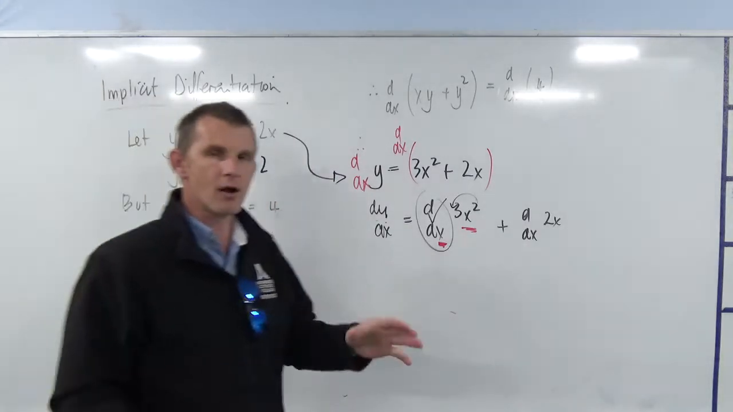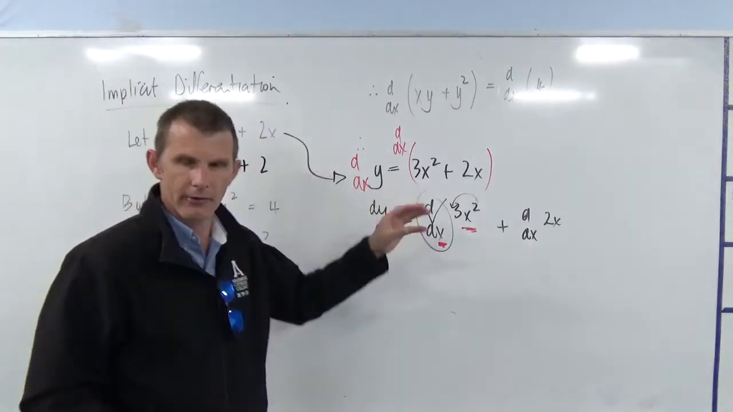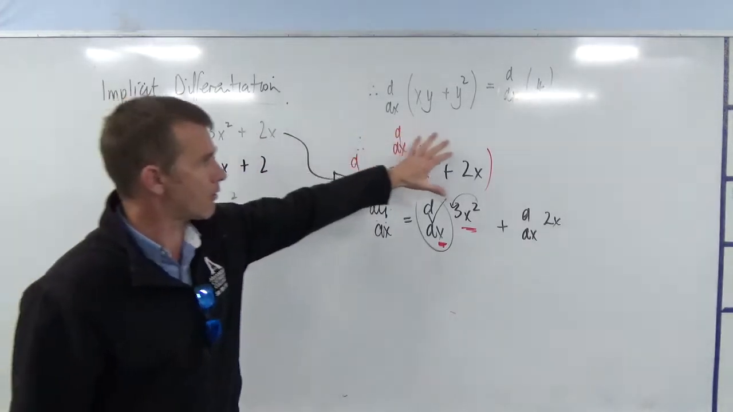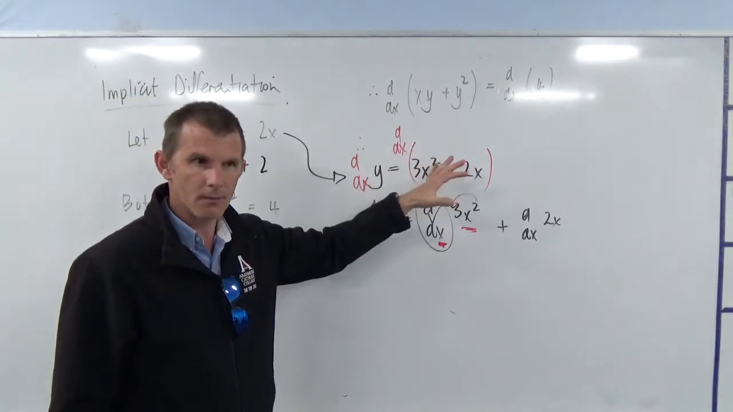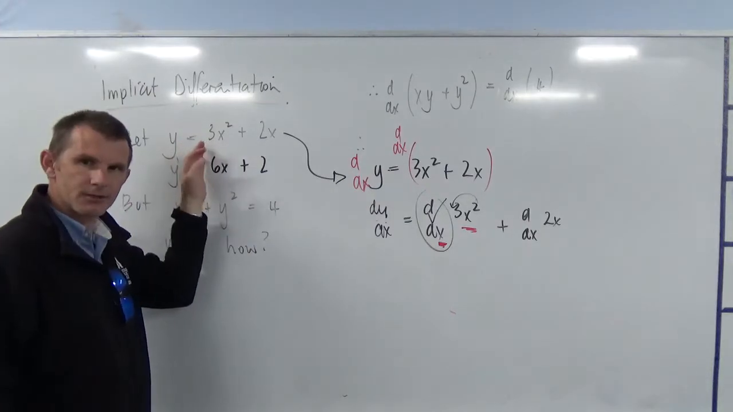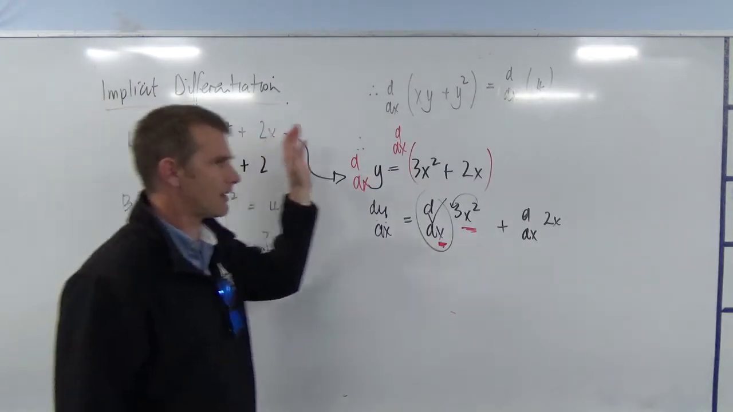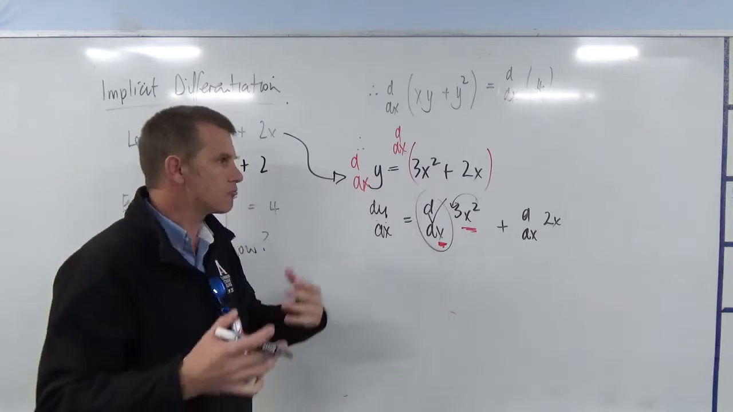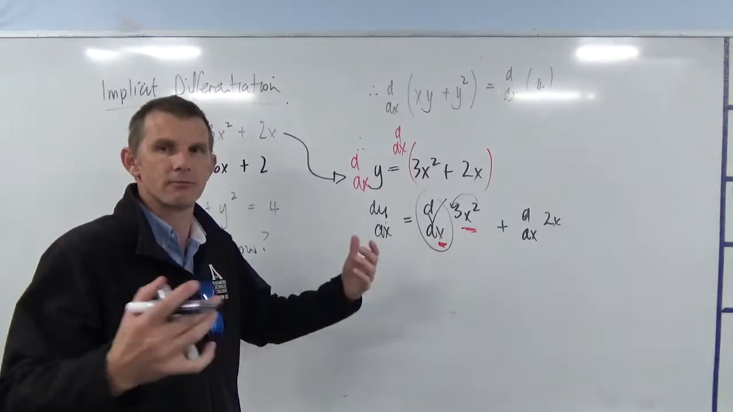Power out front, lower the power by 1, that means I've done my derivative. Now you might find that your teacher, when you learnt this in year 11, a bit of differentiation, and now in year 12, they might not have used this notation. Because when you're doing simple explicit differentiation, it can actually make it more difficult for students to understand what's going on.